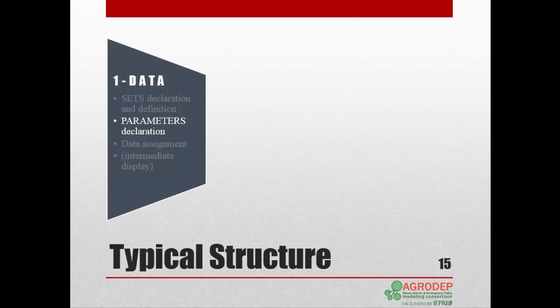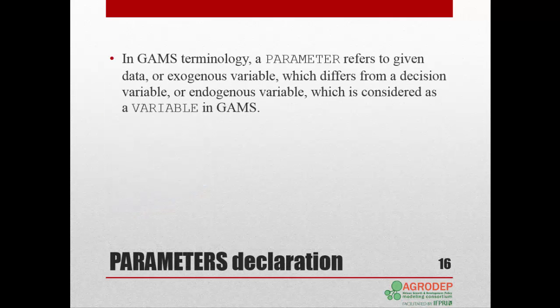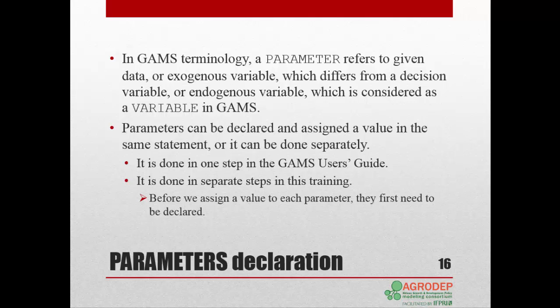We now proceed to the declaration of parameters. In GAMS terminology, a parameter refers to given data or exogenous variables. This is different from a decision variable or endogenous variables, which is referred to in GAMS as a variable. Parameters can be declared and assigned a value in the same statement or in separate statements. In the GAMS User's Guide, it is done in one statement. We do it in separate statements in this training to show a different way.